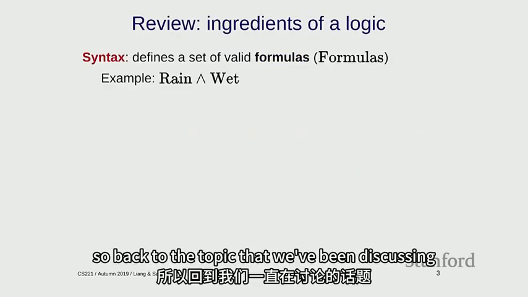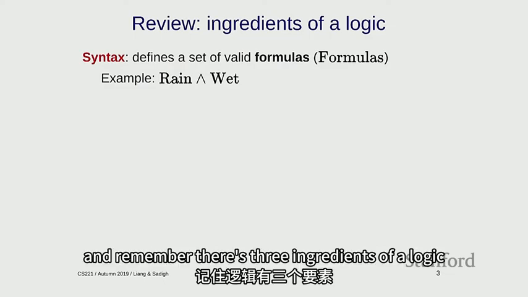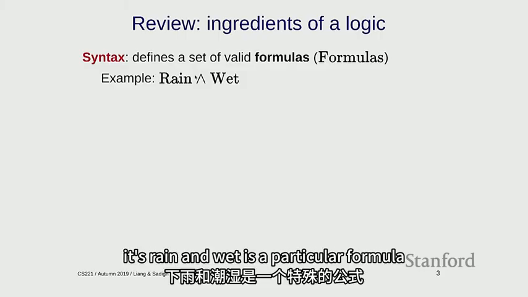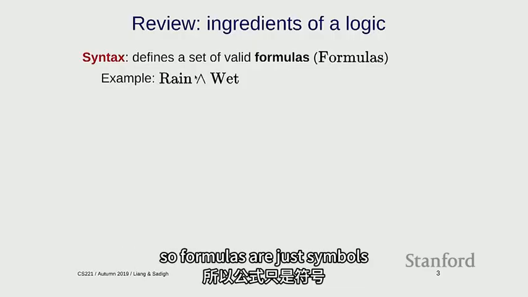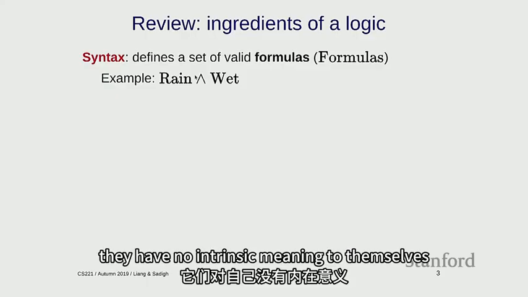Okay, so back to the topic that we've been discussing. Last Wednesday, we introduced logic. Remember, there are three ingredients of a logic. There's the syntax, which defines a set of valid formulas. For example, in propositional logic, rain and wet is a particular formula. Formulas are just symbols. They have no intrinsic meaning in themselves.